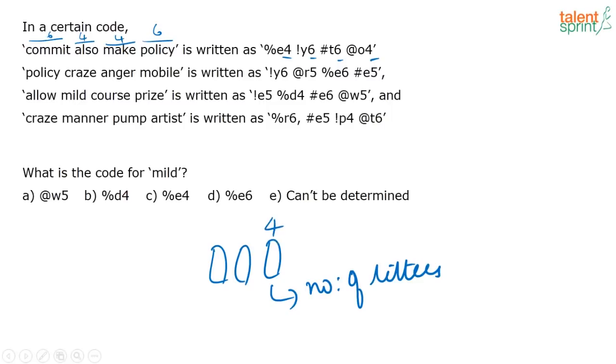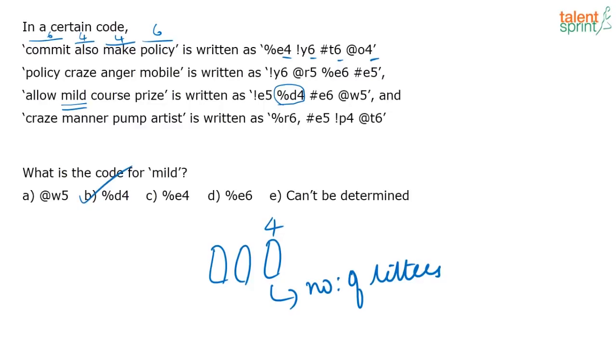And now from this point itself you can arrive at the answer for this particular question. How is that? See, allow mild course price is written as follows. So in this sentence there is only one word which has 4 letters in it, that is mild. So automatically I can say that the code for mild is going to be %D4. So it's going to be option B. Very easy to solve, as I said.